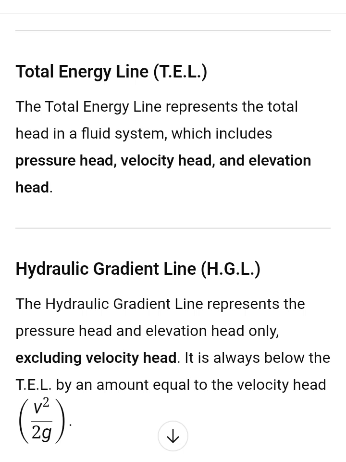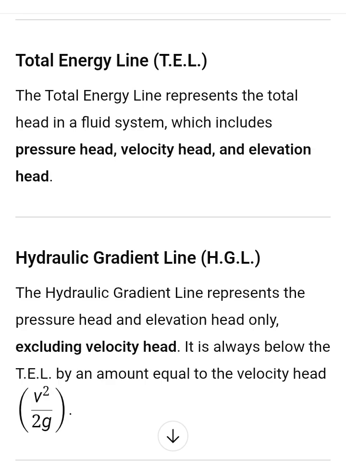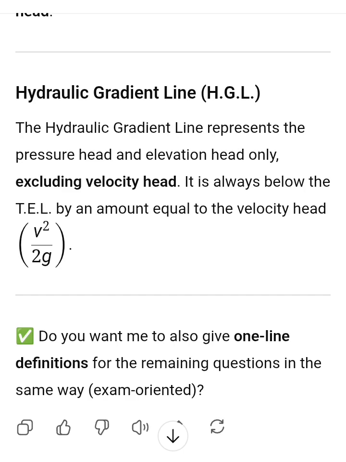Another one is the hydraulic gradient line. The hydraulic gradient line represents the pressure head and elevation head only, but TEL considers velocity head. Excluding velocity head, HGL is always below the TEL by an amount equal to the velocity head, V square divided by 2g.